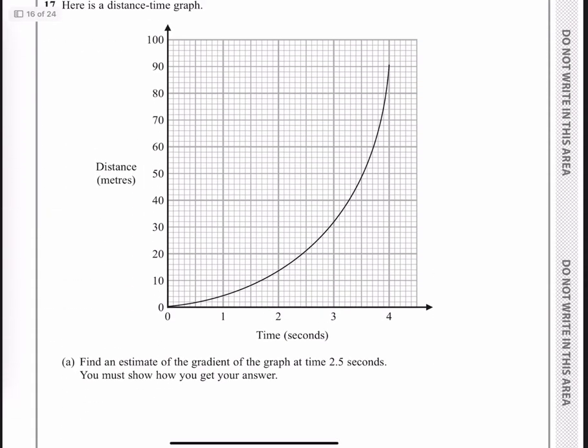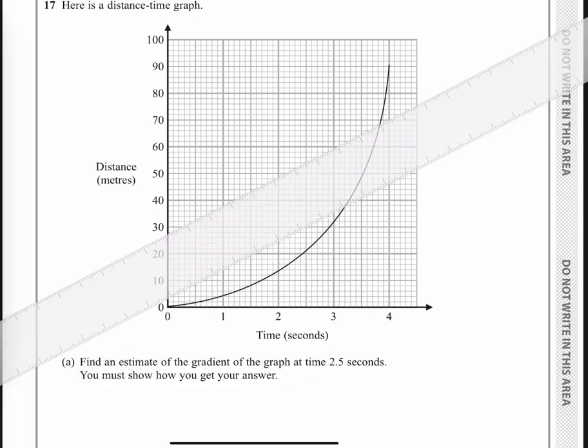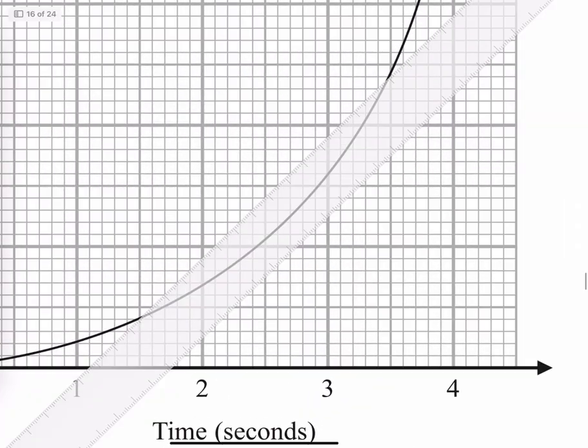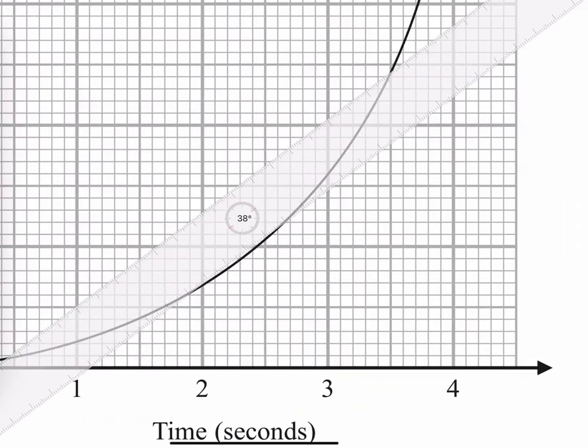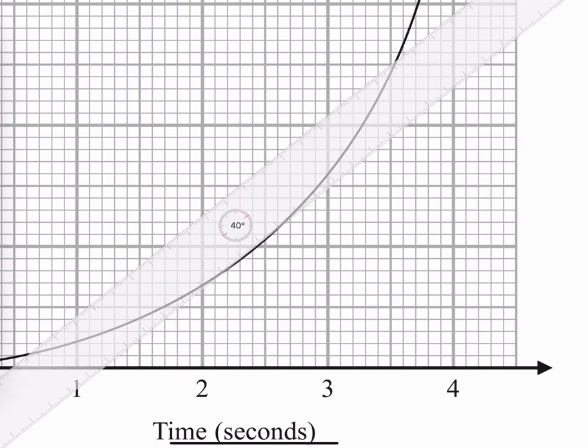Okay. Find an estimate of the gradient of the graph at 2.5 seconds. That means we need to draw a tangent, so we really need a ruler for this one. So try and draw your tangent at like 2.5. iPads really aren't good rulers for this, but we will try nonetheless.